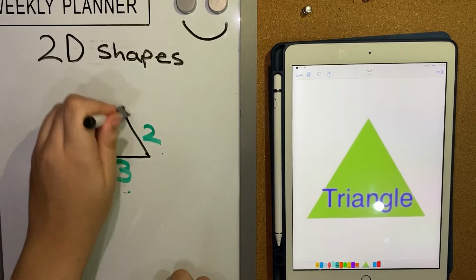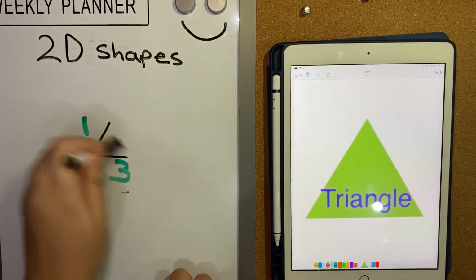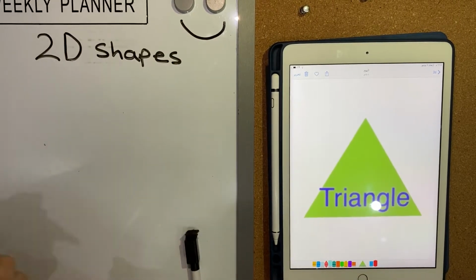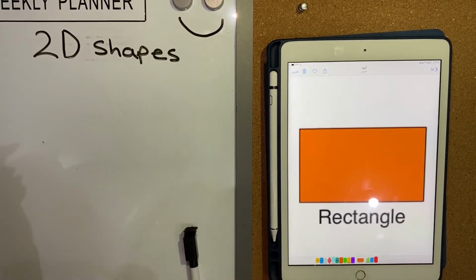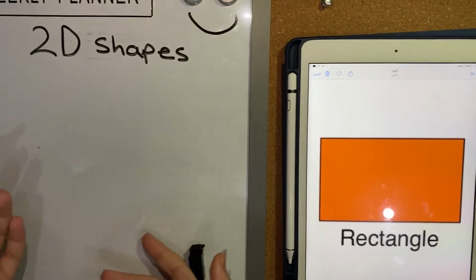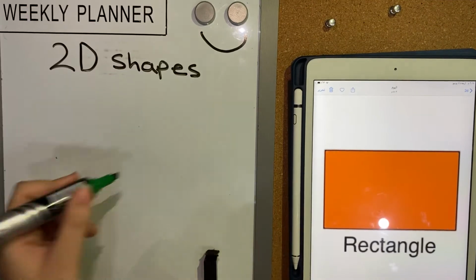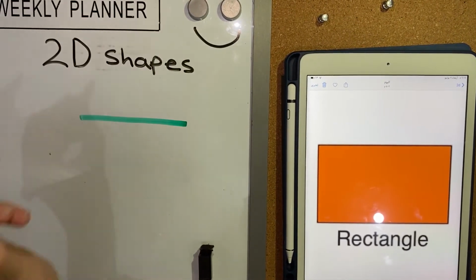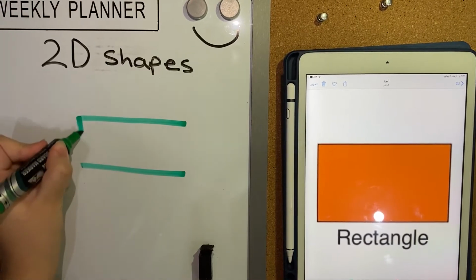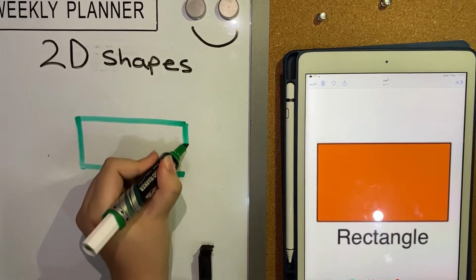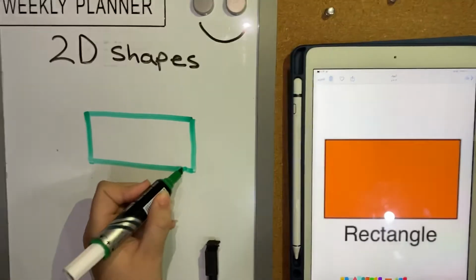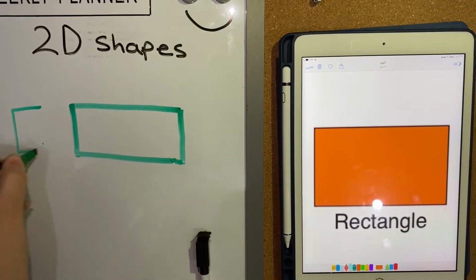So let's go for the next shape. The rectangle. Rectangle is similar to the square, but it has a difference because this side is a bit longer than the other side. And we draw it like this. See, this is the difference between the rectangle and the square.